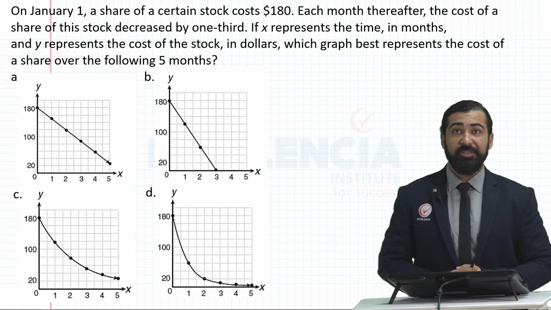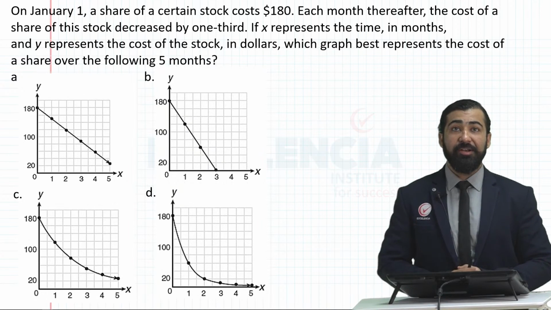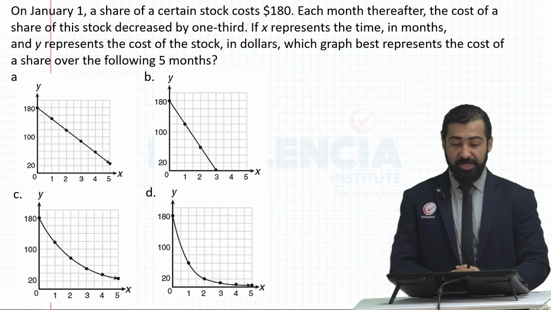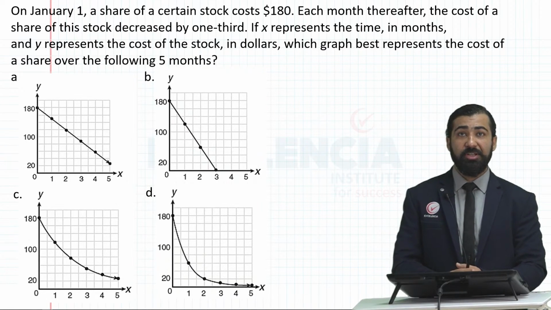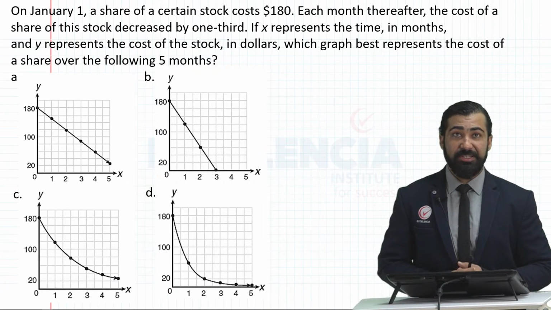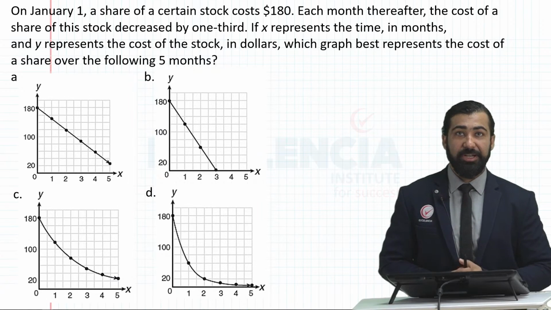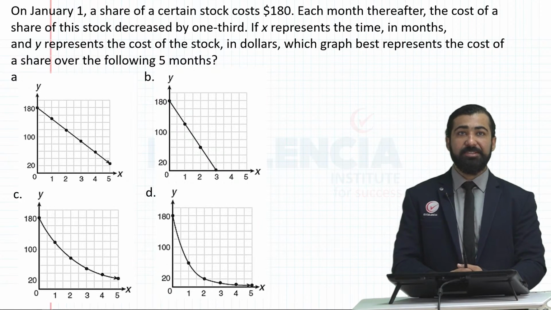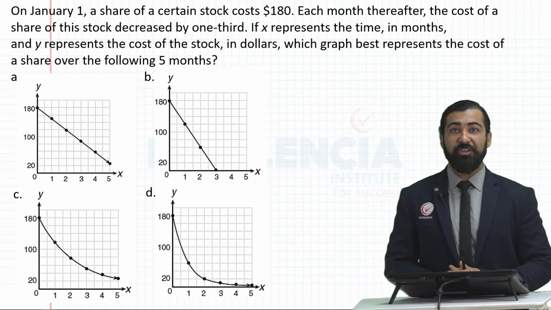On January 1, a share of a certain stock costs $180. Each month thereafter, the cost of a share of this stock decreased by 1/3. If X represents the time in months and Y represents cost of stock in dollars, which graph best represents cost of a share over the following 5 months?